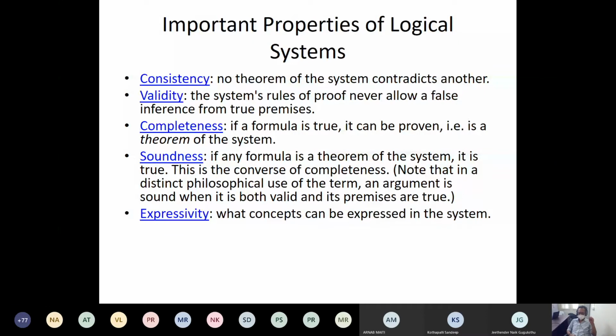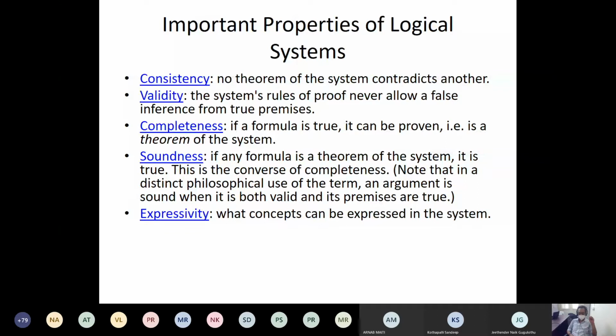We may see the problems in other properties that I will be talking about, but consistency is something that we always insist on, because if something and its direct contradiction both are provable in the system, then the system is of not much use to us. Next property is validity. The system's rules of proof never allow a false inference from true premises, which means that the rules of inference or rules of proof should be such that whatever we prove in that system, that should be true. That means it is not a false inference. And we get into some problems here, but this is something we would like to have. Validity is one important property.